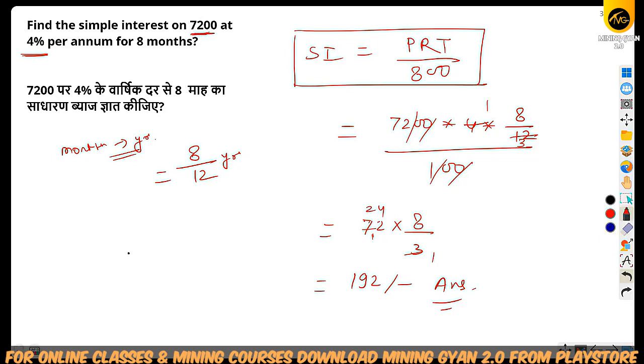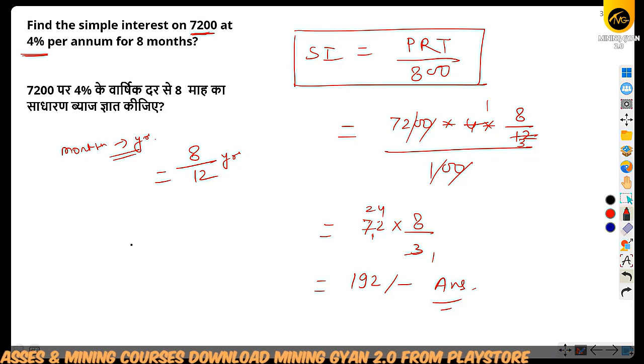If you are asked for the compound amount, then you can just add the simple interest to the principal amount, and then you can find the compound amount. But in this case we only have to find the simple interest. Now let's move on to another example.